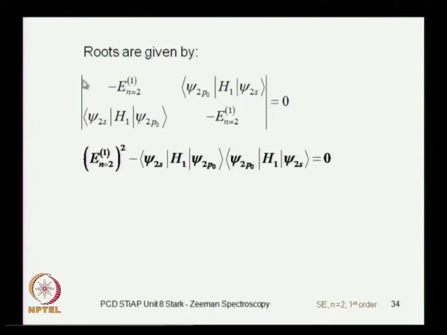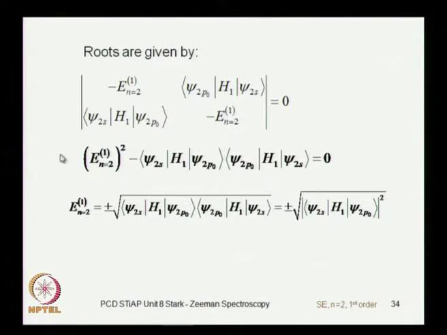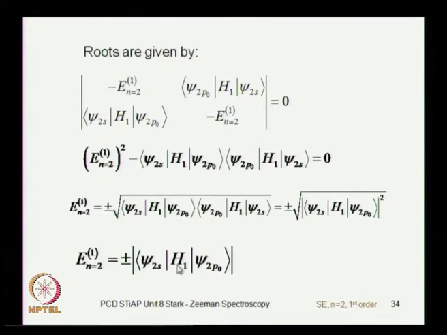So, the product of these diagonal terms will give you the square of the perturbation correction, and then you have got the product of these matrix elements which must be subtracted from it, and that tells us that the roots are given by plus or minus square root of the product of these matrix elements. The product of these matrix elements is nothing but the modulus square, and therefore the perturbation correction is plus or minus the modulus of the matrix element of the perturbation Hamiltonian, which is H1, in the only 2 states which contribute to m equal to m prime kind of situation.